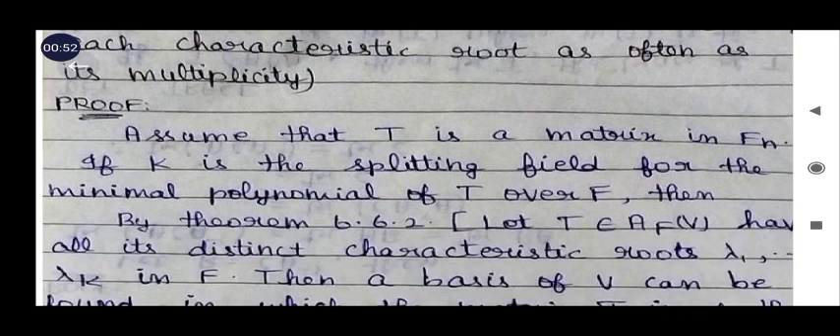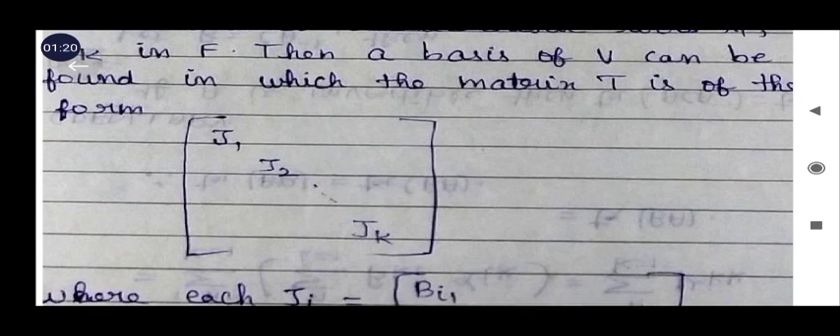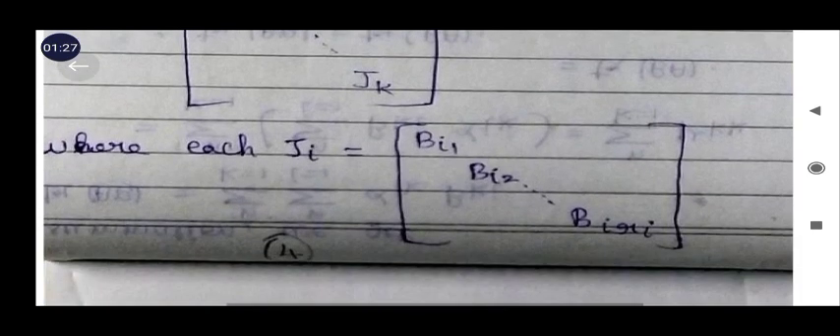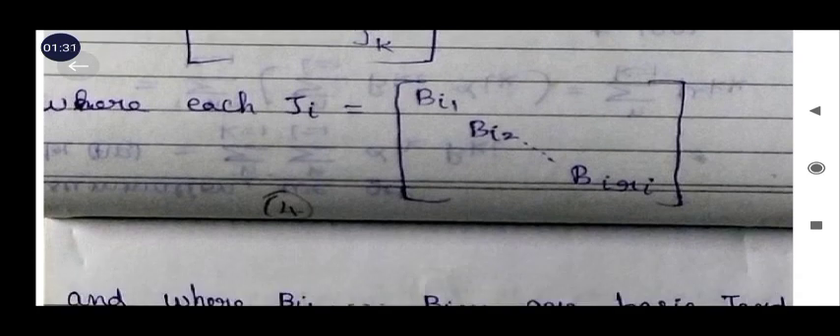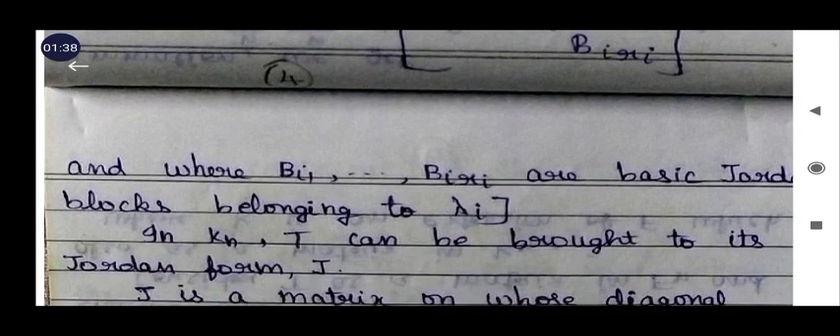Proof. Assume that T is a matrix in Fn. If K is the splitting field for the minimal polynomial of T over F, then by the theorem, if T belongs to F, we have all its characteristic roots lambda 1 to lambda k in F, then a basis of V can be found in which the matrix of T is of the form J1, J2 and so on Jk, all in the diagonal, where each Ji is equal to Bi1, Bi2 and so on Bi Ri, all in diagonal, and where Bi1 to Bi Ri are basic Jordan blocks belonging to lambda i.